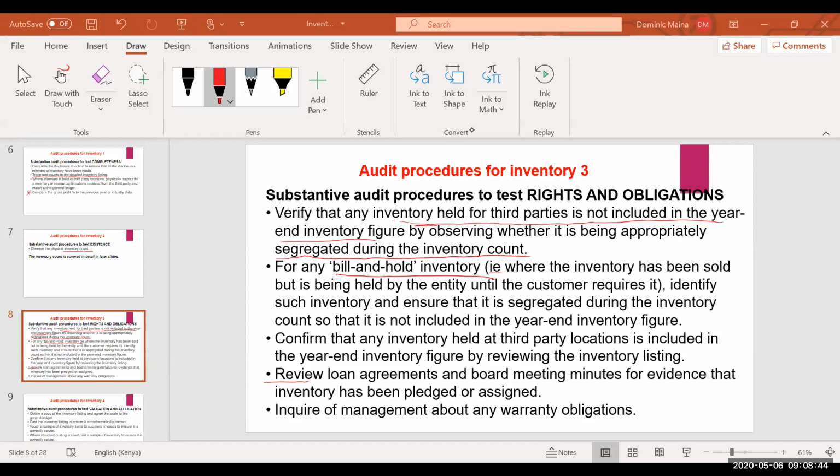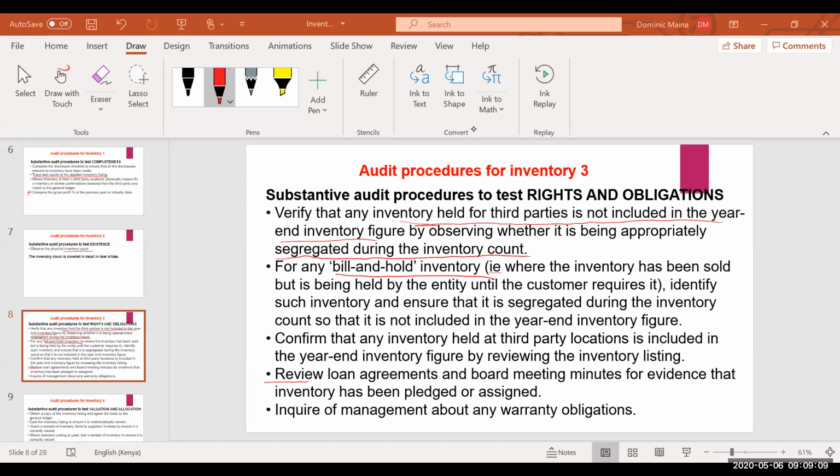I think this is a floating charge. Yes, thank you, Samuel. Don't forget, that is referred to as a floating charge. So as an auditor, you may want to understand whether your client has any of the inventory that is being used as a floating charge.